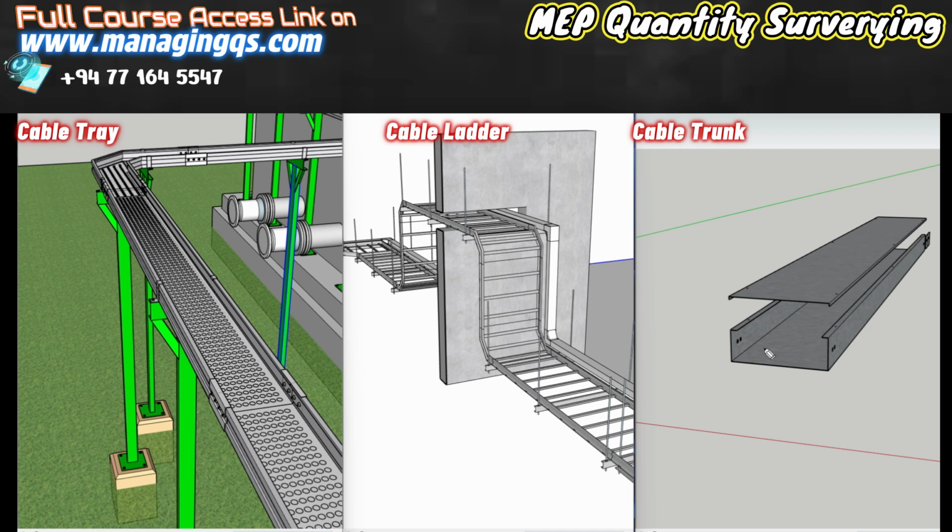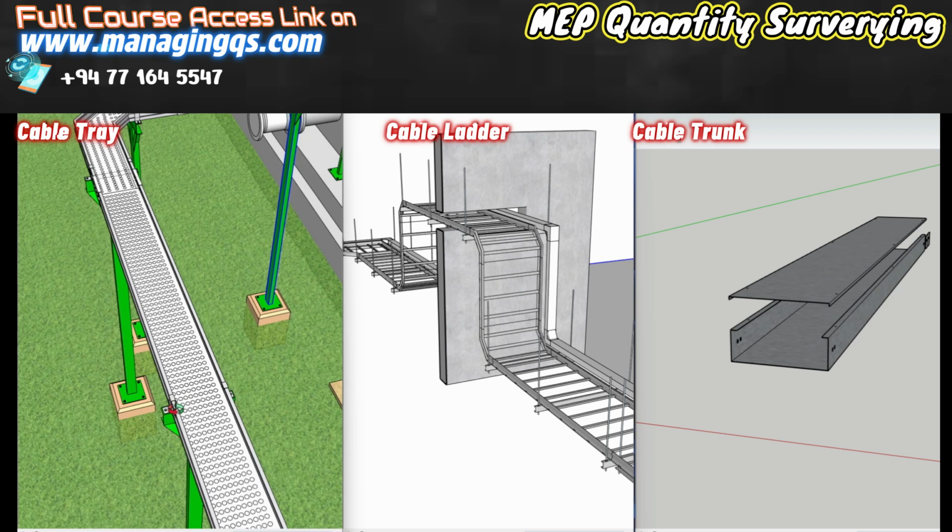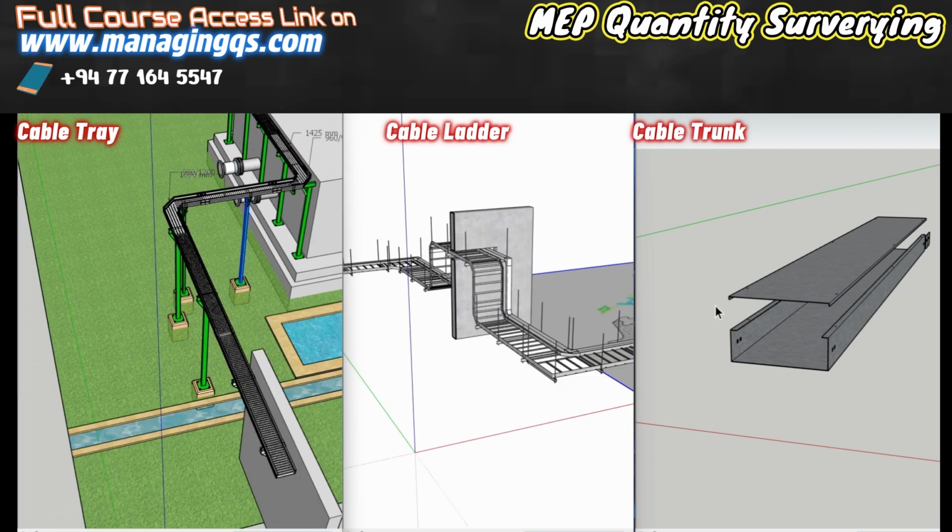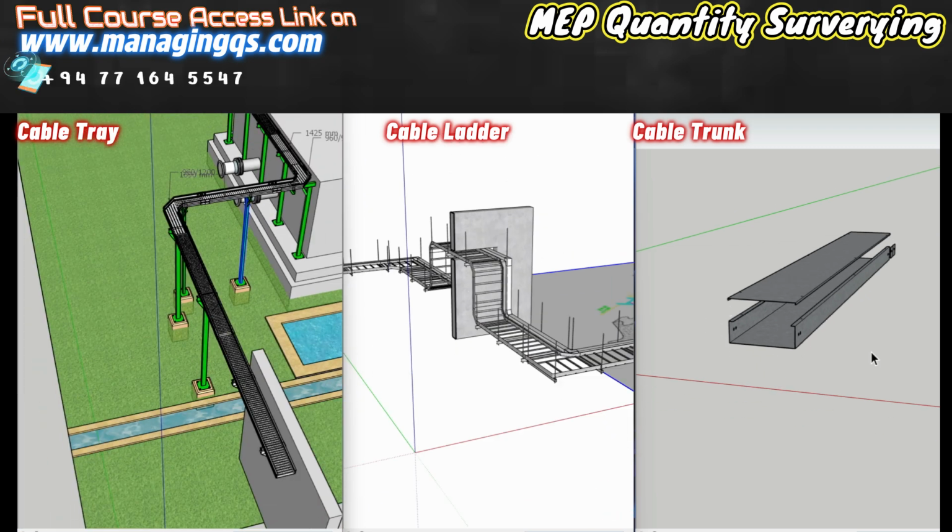So this is the general idea of the cable tray, ladder and trunk. Once you visit the site, you can easily identify all these items. Alright guys, this is the main intention of this session: to identify these three elements in the electrical system.